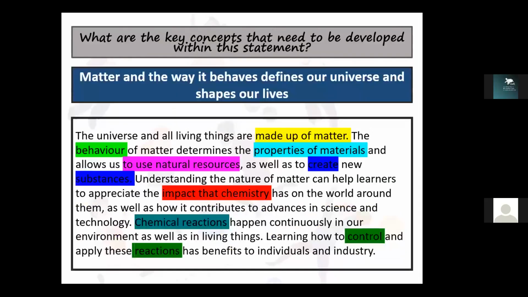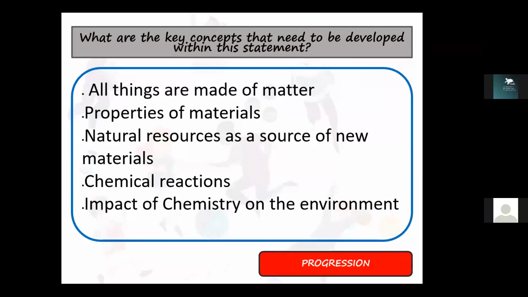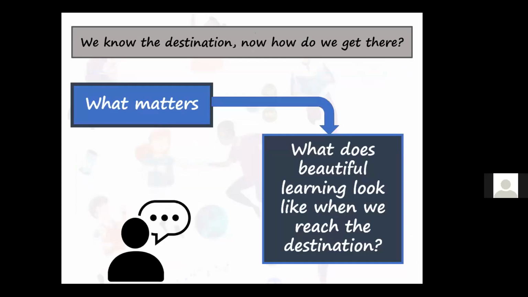So we're going to move on to look at another example here, which is an example taken from the chemistry, what would traditionally be in chemistry. I've highlighted the key concepts again. So here they are. All living things are made of matter, properties of materials. Again, going back, so we've got that destination, we've identified our key concepts, we know what matters most, but how do we turn that? How does that realize itself? What does learning look like? What does beautiful look like when we reach that destination?